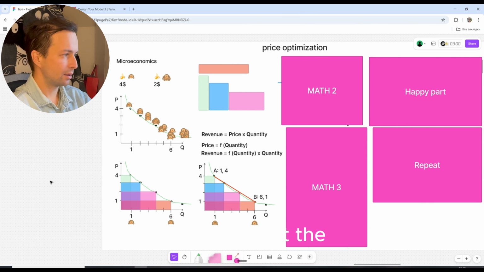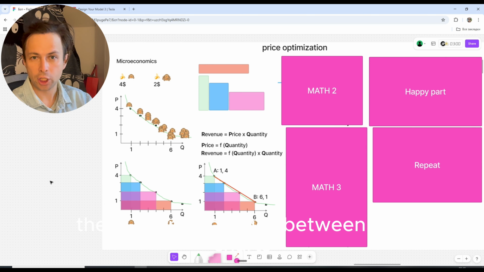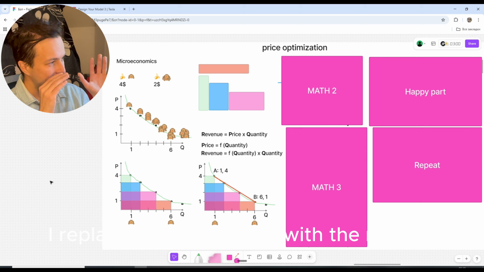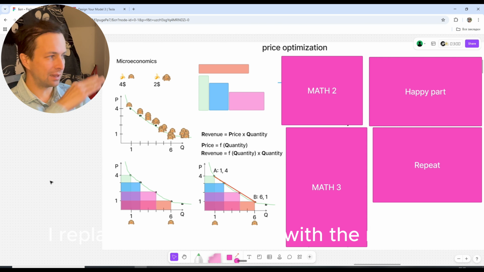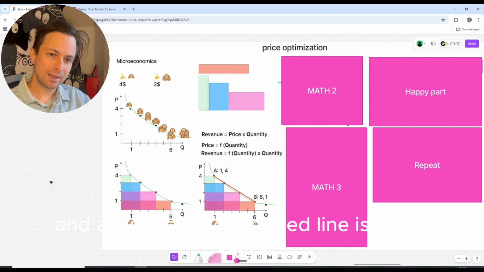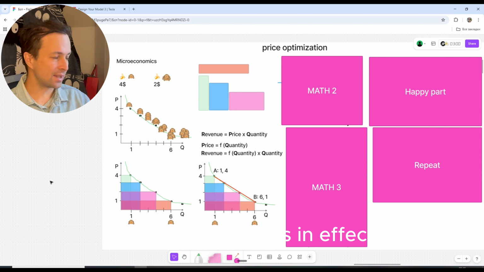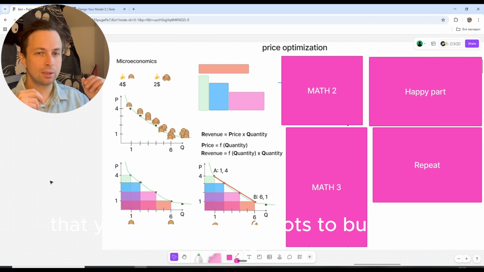You can see it. There are no changes between the charts except for one simple thing. I replaced the green line with the red line. And as you can see, the red line is not a curve. It's a straight line.